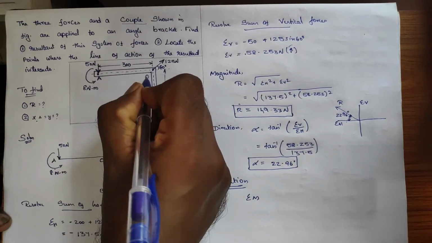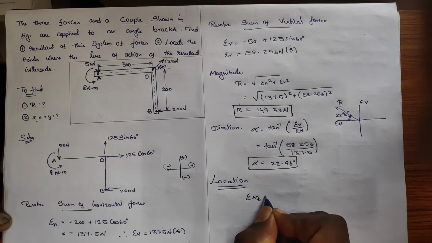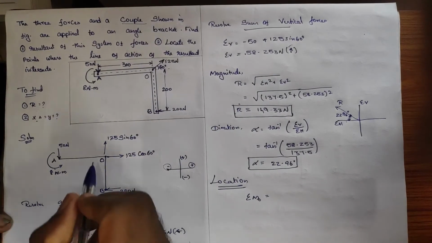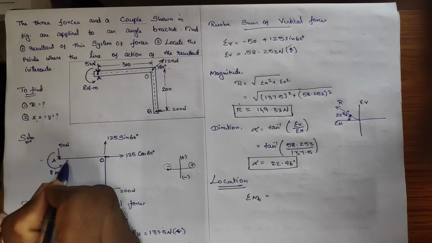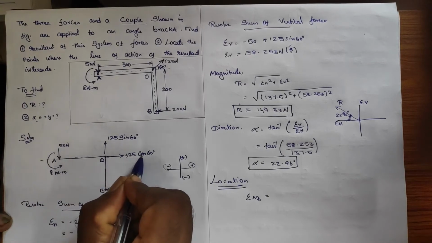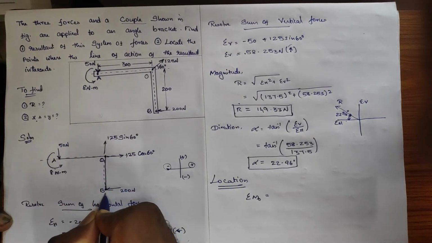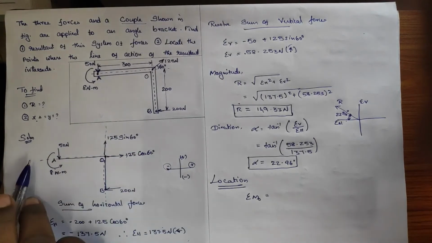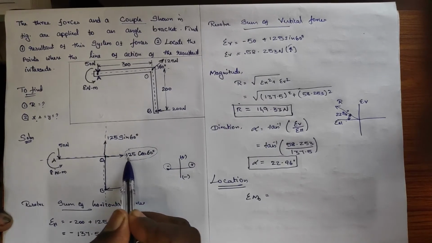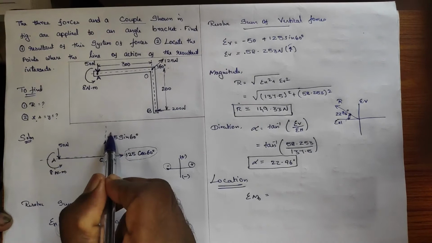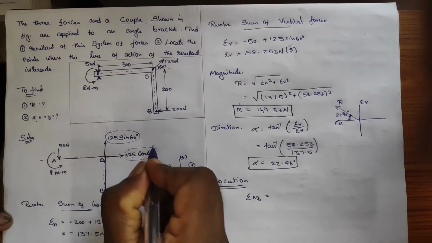Here I am going to take moment about O. Any point we can take, about A or B, but I am going to take about this point O. So when you are taking moment about the point O, keep it in your mind always: if you draw cross lines, as I said in the previous question, a horizontal cross line and a vertical cross line, if any force comes into the line, here the horizontal, this force is coming into the line, and here the vertical line, this force is coming into the line, it will be 0 for moment.